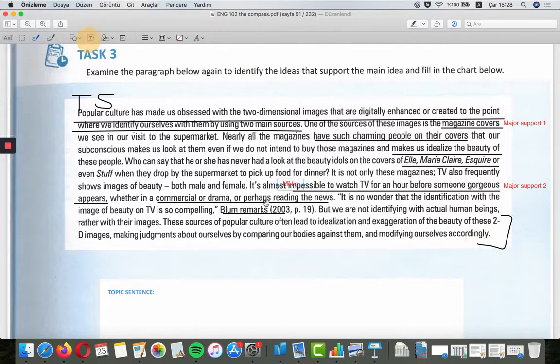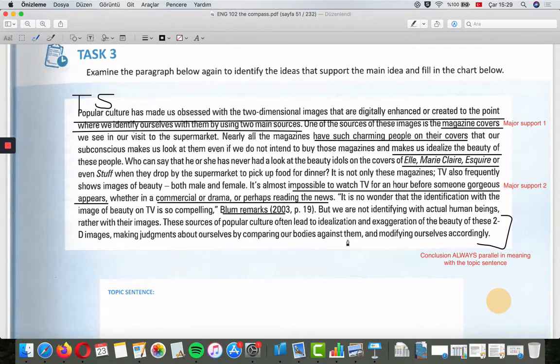Now, this is the conclusion, okay? This is the conclusion, and it's always parallel in meaning with the topic sentence. Keep it in mind. It's always parallel in meaning with the topic sentence. Okay?